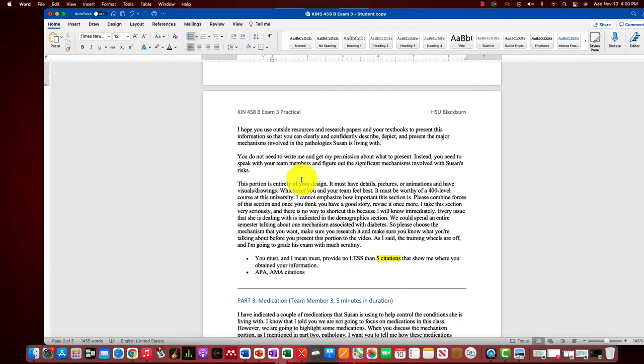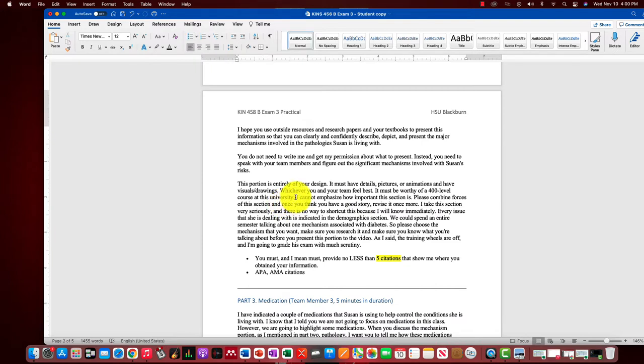Let me continue to read. You do not need to write me and get my permission about what to present. Instead, you need to speak with your team members and figure out the significant mechanisms involved with Susan's risk. This portion is entirely your design. It must have details, pictures, or animations. I just kind of said that. Have visuals or drawings, whichever you and your team members feel is best. It must be worthy of a 400-level course at this university.